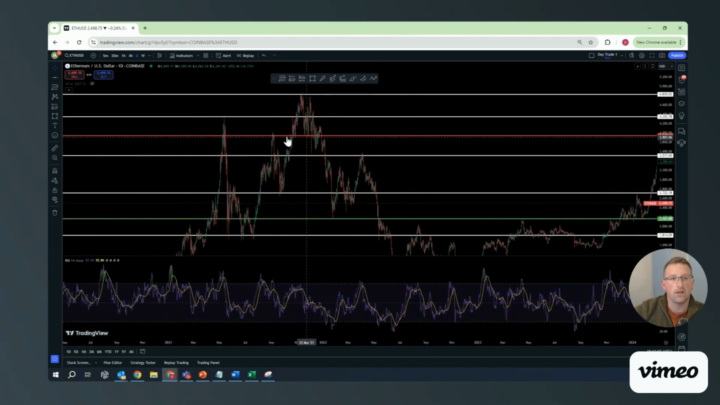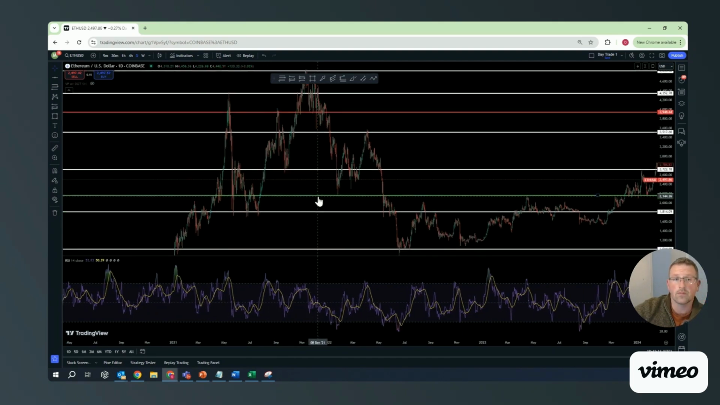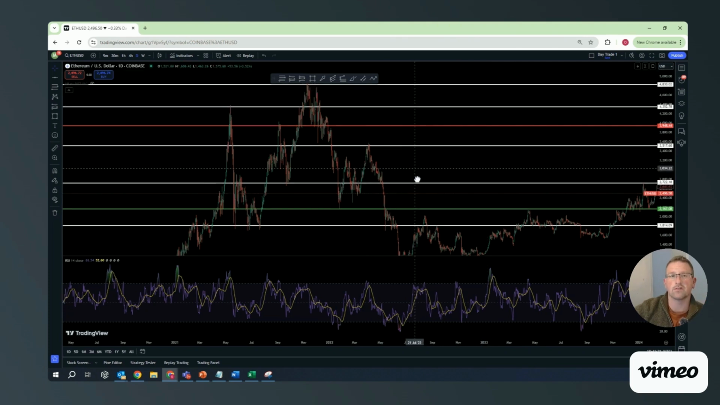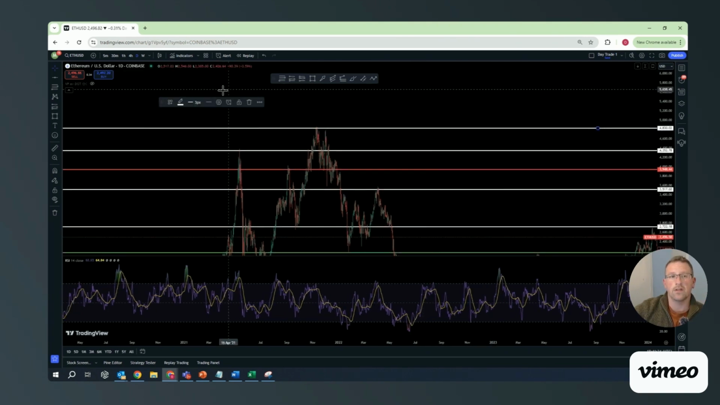Here is where we got our first rejection down to this level, and here is where it found support before ultimately breaking through into the bear market where we stayed for ages. So quite a strong support level. This was the previous high.